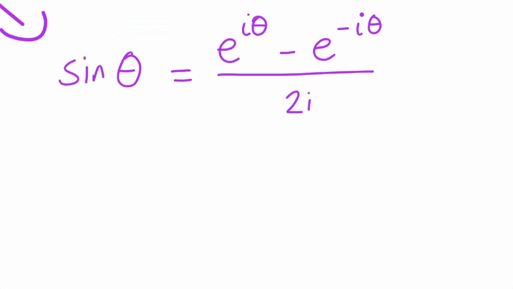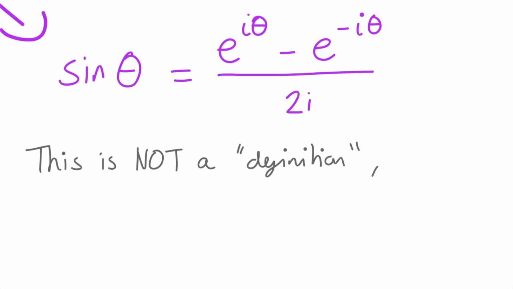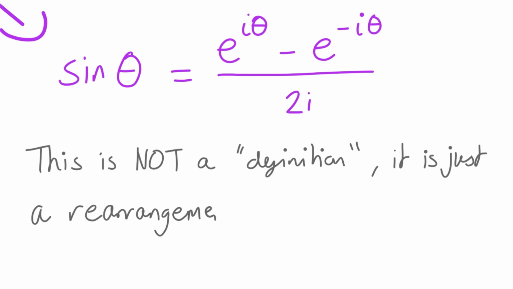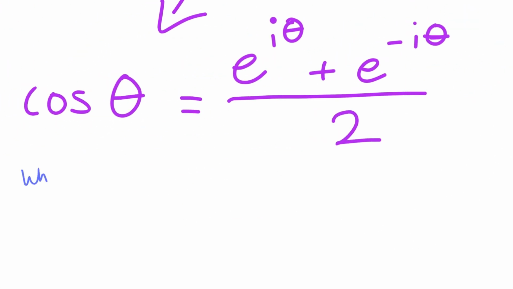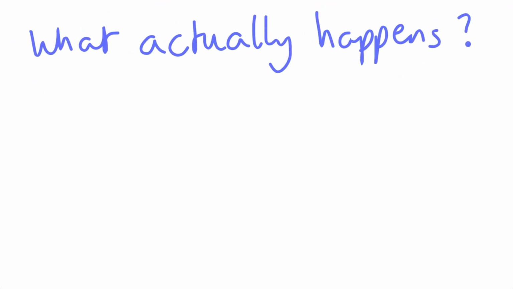Now something I really want to emphasize is that these are not definitions of sine and cosine, right? They're just identities, they're just rearrangements of what we already know that happen to have cosine or sine theta on the left hand side. Nevertheless, I think it is interesting to consider what it actually looks like when you plug a value of theta in. So let's start simple. Let's go for cosine of 30 degrees, or since we're working in radians, pi over 6.